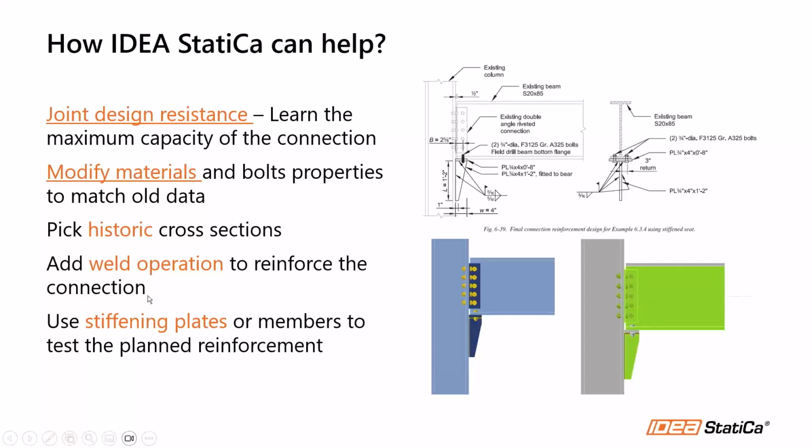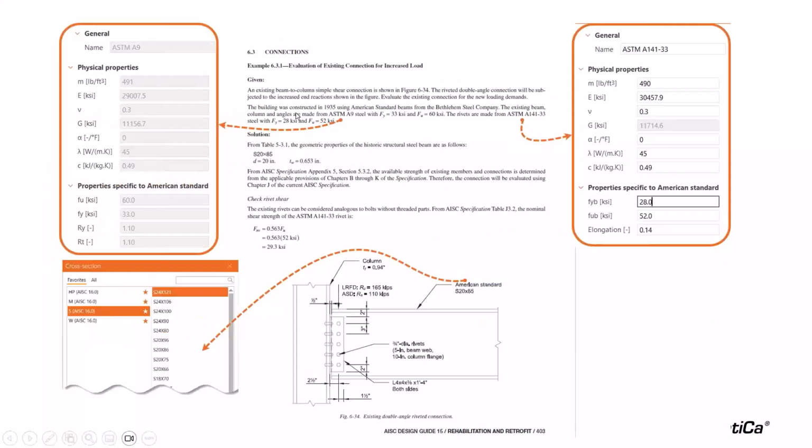You can also add weld operations to reinforce the connection. One of the examples is to add welds to a bolted connection, and then use stiffening plates or members to test the planned reinforcement, like this seat angle over here, right? So first of all, in this example they were evaluating an existing connection for an increased load, right?